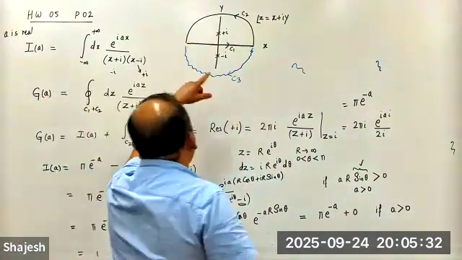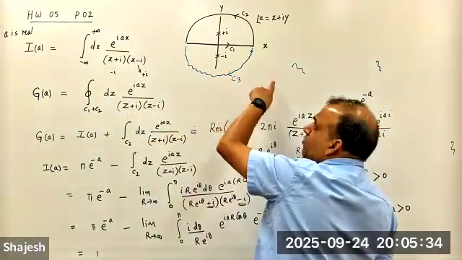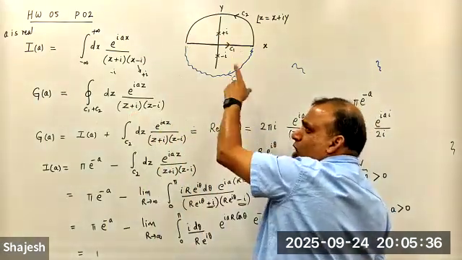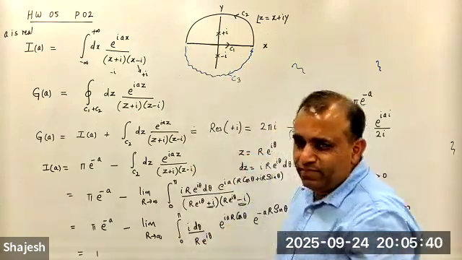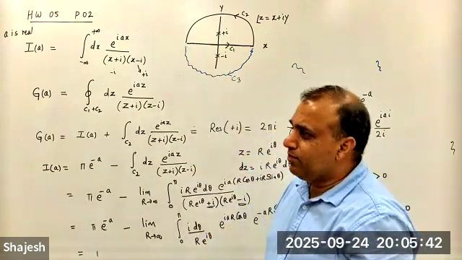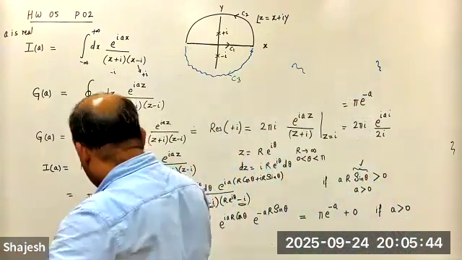Remember that the Cauchy integral is valid for counterclockwise contours. This one is clockwise.